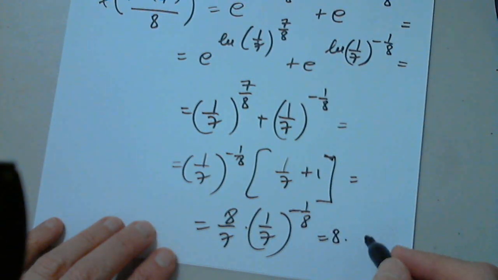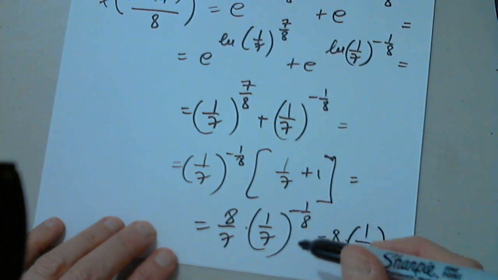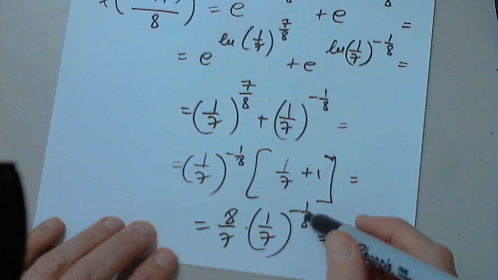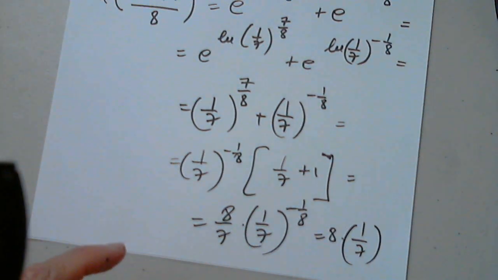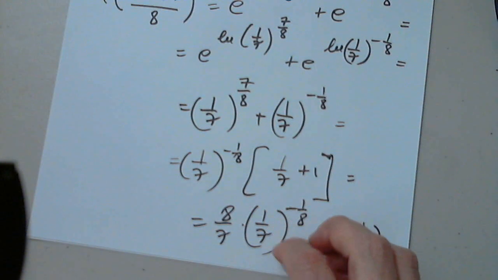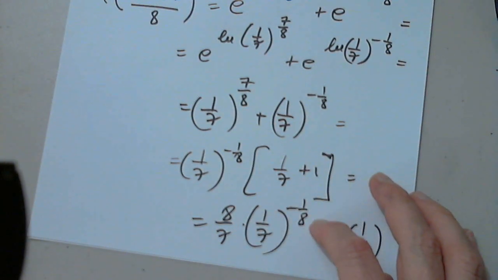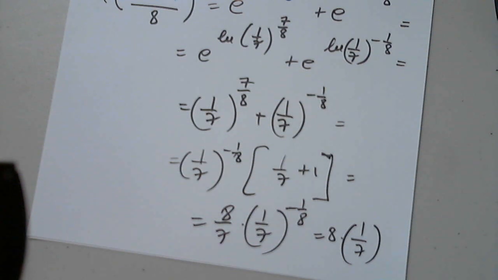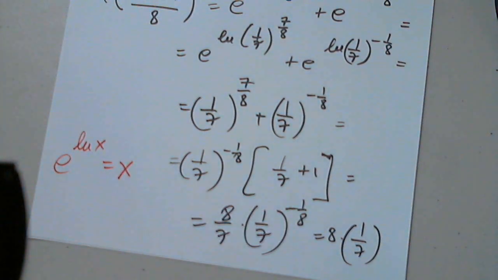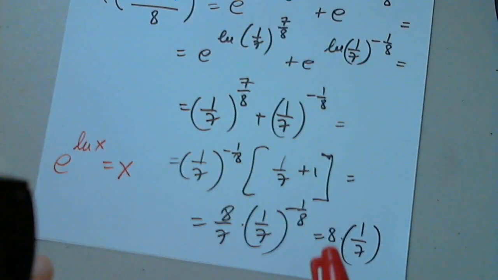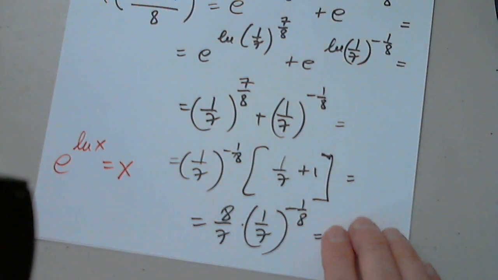Or 8 over 7, 1 over 7, just enter it like that. So it's 8 over 7, parentheses, 1 over 7 to negative 1 over 8. Okay. So the property that I use, I'm going to write it on the side: e to natural log x is x. All this needed to be done only because they are not allowing any approximations. So don't enter this one.